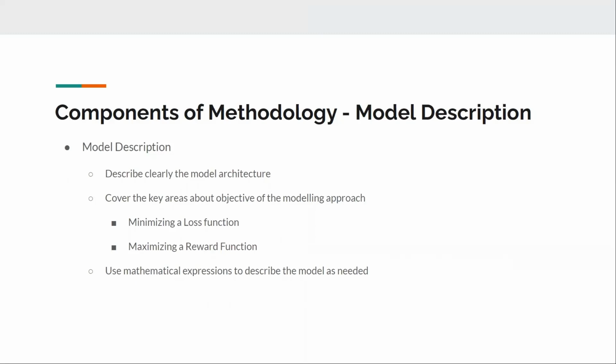Then you will clearly describe your model architecture. After the model architecture, you will talk about the objective function being used in your system and how your model will help solve that objective. The objective can be to minimize a loss function or maximize a reward function. Try to present most of the model description with correct mathematical expressions, including the expressions for loss function or reward function.